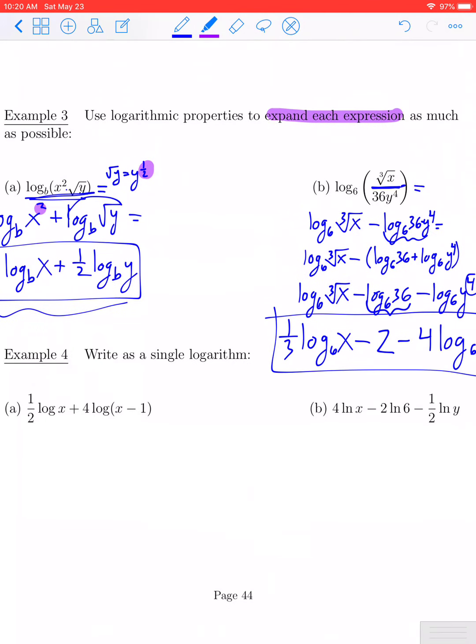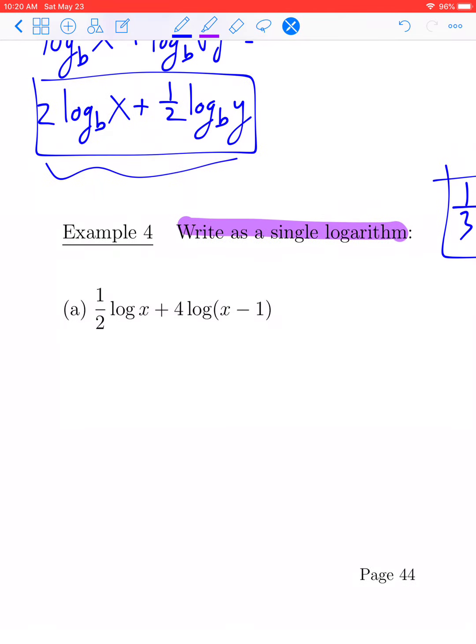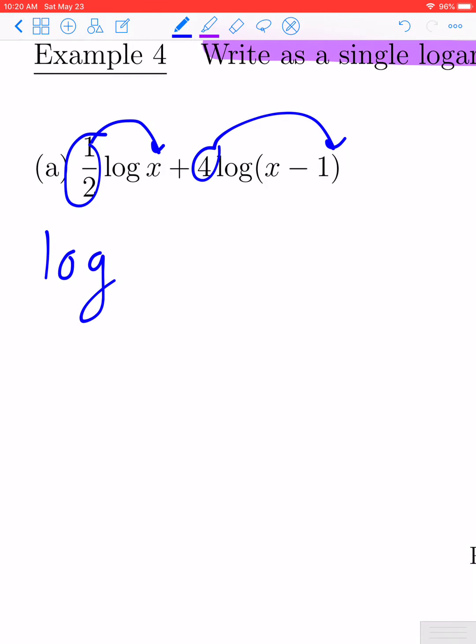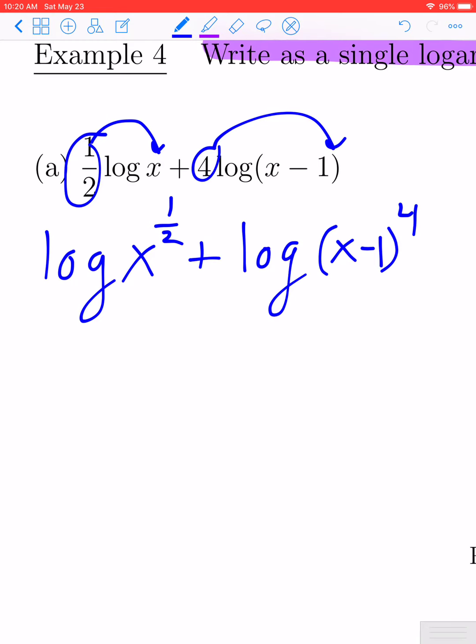In example 4, we're going to go in the reverse direction. Usually the directions would be of the phrase condense or try to write everything as a single logarithm. So we're simply going to go ahead and reverse our steps. If you have any fractions or any coefficients out in front, begin by bringing them into the logarithm as an exponent. This would give us log of x to the 1/2 power plus log of the quantity x minus 1 to the fourth. And now we have the sum of two logarithms.